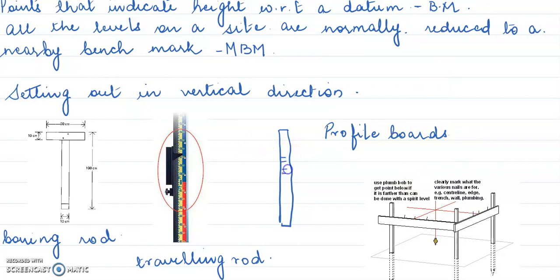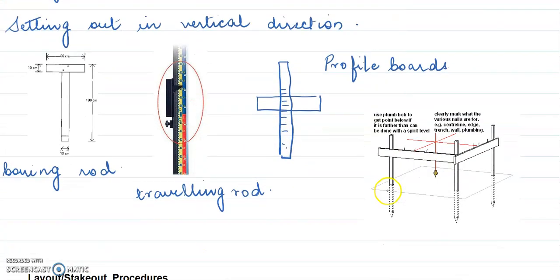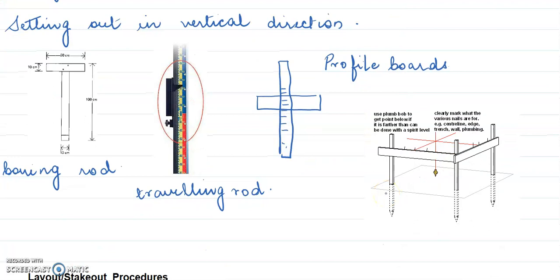So you have all these graduations, okay? And then the horizontal plate is moving. So you can fix it at whatever level as you want. Then you have profile boards. Profile boards are vertical planks, vertical rods with horizontal planks. Okay, so these are provided around your plot boundary, and you can see there are nails on it.